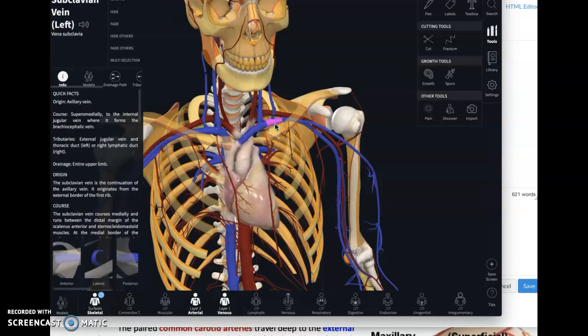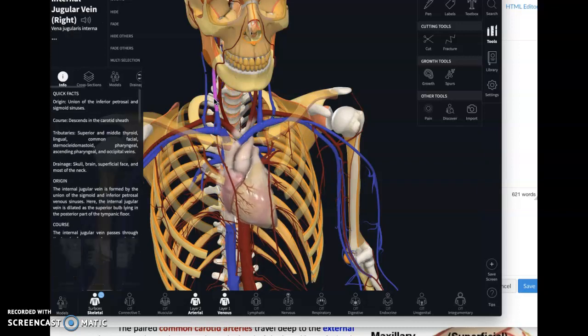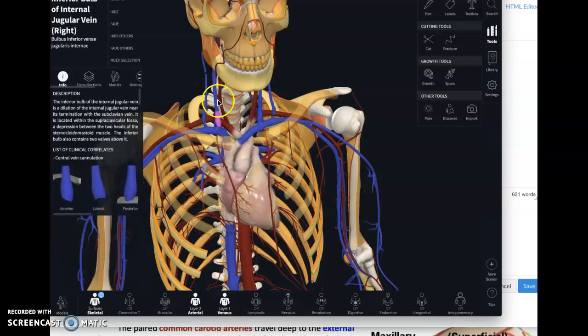So here is one of the subclavian veins. It gets its name because, oh look, it's going under the clavicle. There's our other subclavian vein. And we're going to label our internal jugular veins. So this is the internal jugular vein. It's coming from the jugular foramen. Here's our other internal jugular vein.